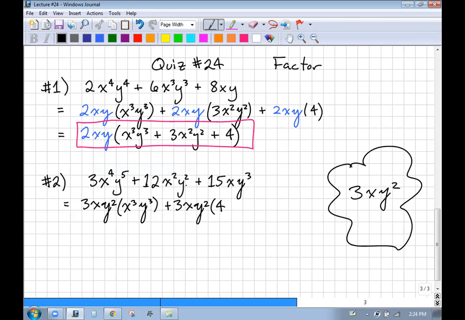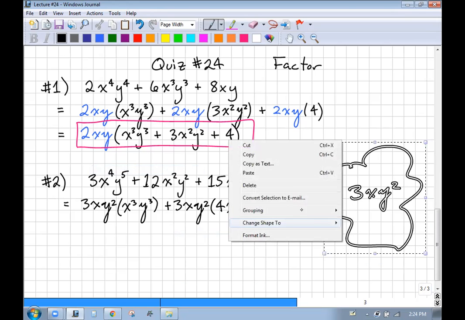Okay. Now for the x's, I got 1 x, but I need 2 x's, so I need to throw in another x. And I'm good on the y's. I have all the y's I need. So I have this thing still. We can get rid of this over here.